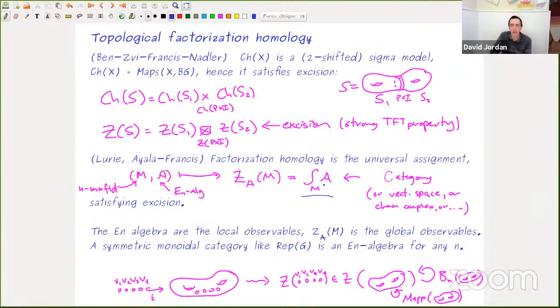And this is a category for us today. The machinery is very general. You could consider factorization homology valued in vector spaces or chain complexes or infinity categories. But for us today, it's just valued in abelian categories, so it's quite concrete. And the way that you might want to think about this in physical terms is that the E_n algebra is determining the local observables, and so it's an algebra. And then the factorization homology is the resulting algebra of global observables.